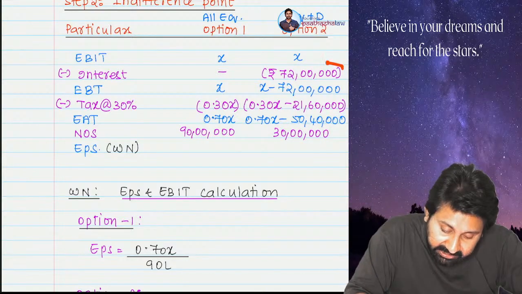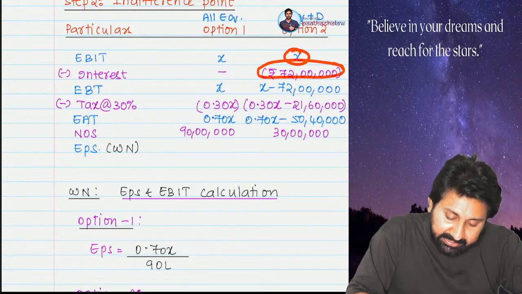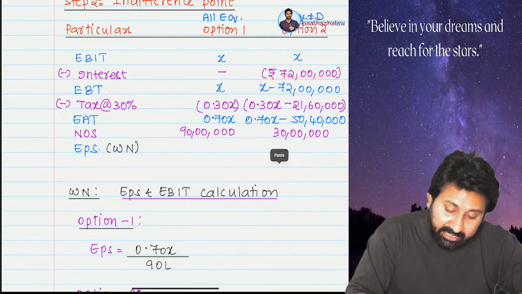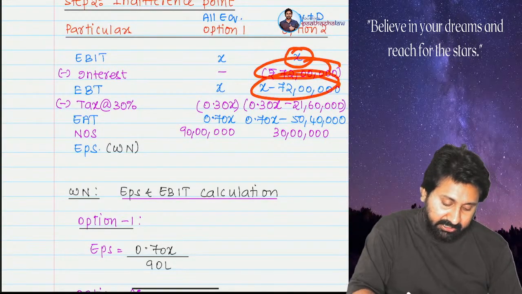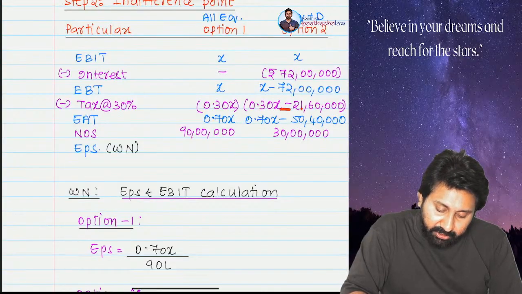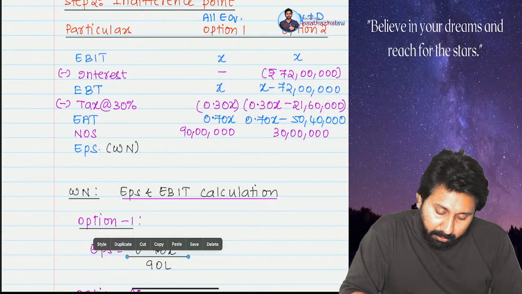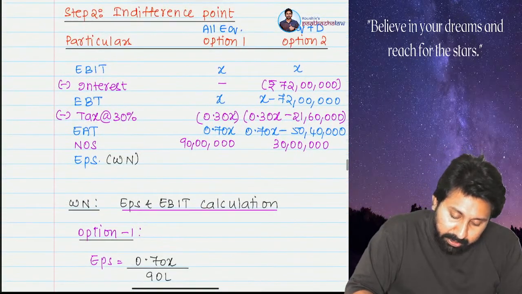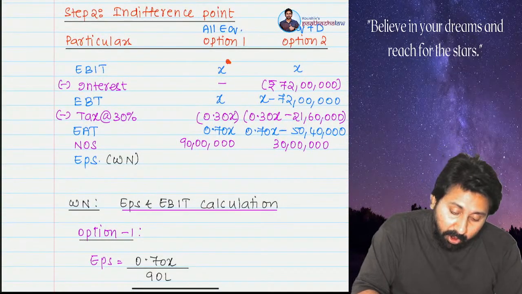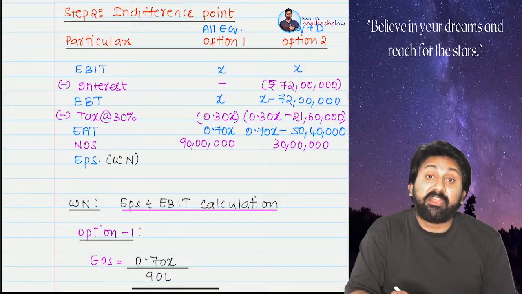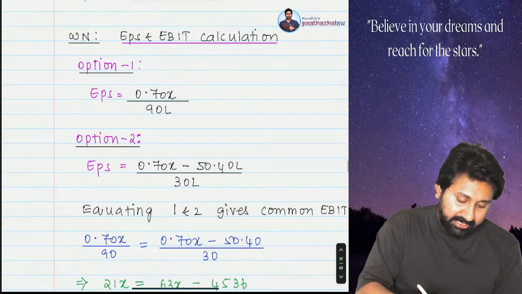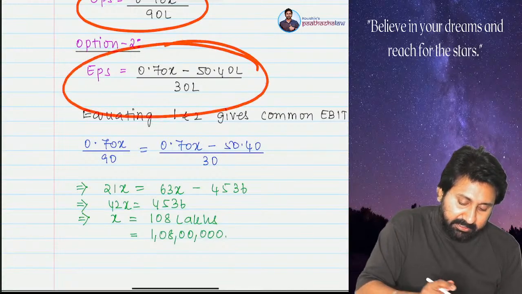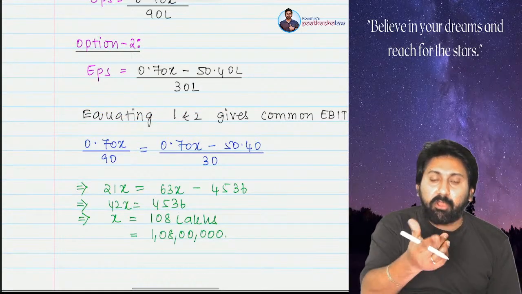But interest charge will be there. So EBIT X, interest is 72 lakh. EBIT minus interest. Tax is 0.3 into this much. EAT is 0.7X minus 50 lakh 40,000. Now equate both of them. The value of X is the financial indifference point. Option 1, EPS is this much. Option 2, EPS is this much. Equating both of them gives the common EBIT.